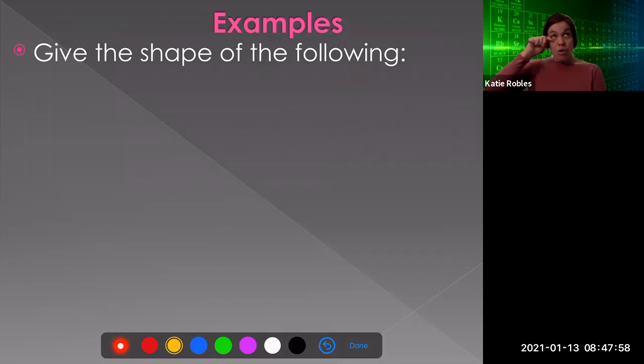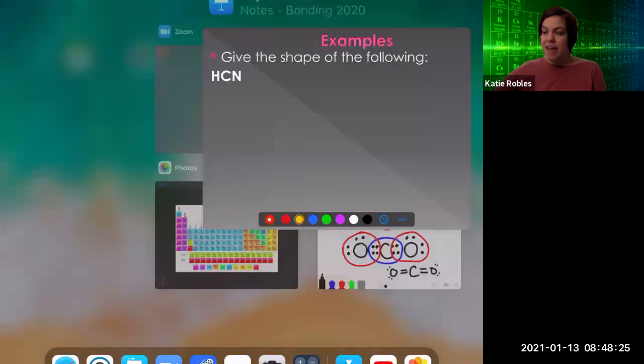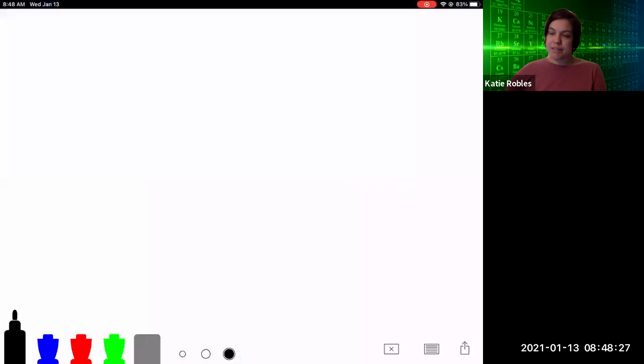All right, so the next step is to start giving shapes, right? Start doing Lewis dot diagrams and giving shapes. So this says, give the shape of the following. Now you might look at that and know right away what the shape is, but it is important to realize it's not always as obvious as you think. So the shape of HCN, I like this board better because I can erase on it, is we're going to take a look at it.